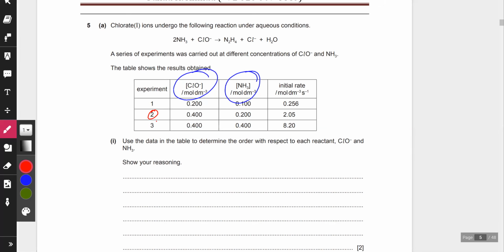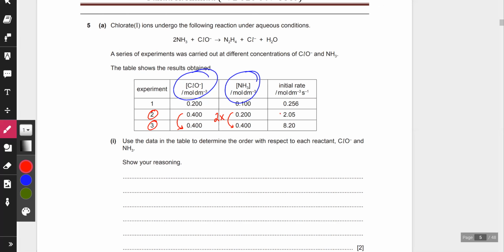So initially, I don't think you can find the ClO minus 1 order, but if you compare 2 and 3, ClO minus 1 remains unchanged. So it's not going to affect the rate of the reaction. By what factor is NH3 concentration changing? How many times is it changing? 0.2 to 0.4. It's 2 times.